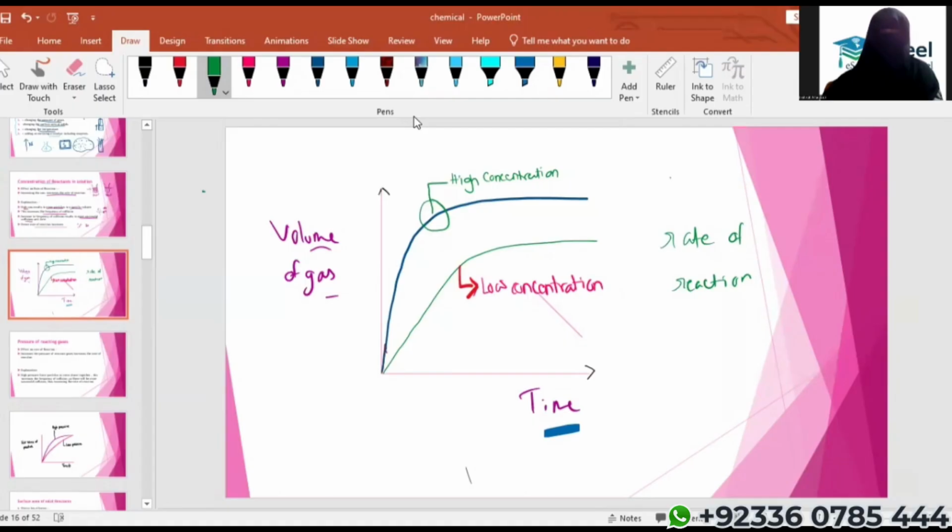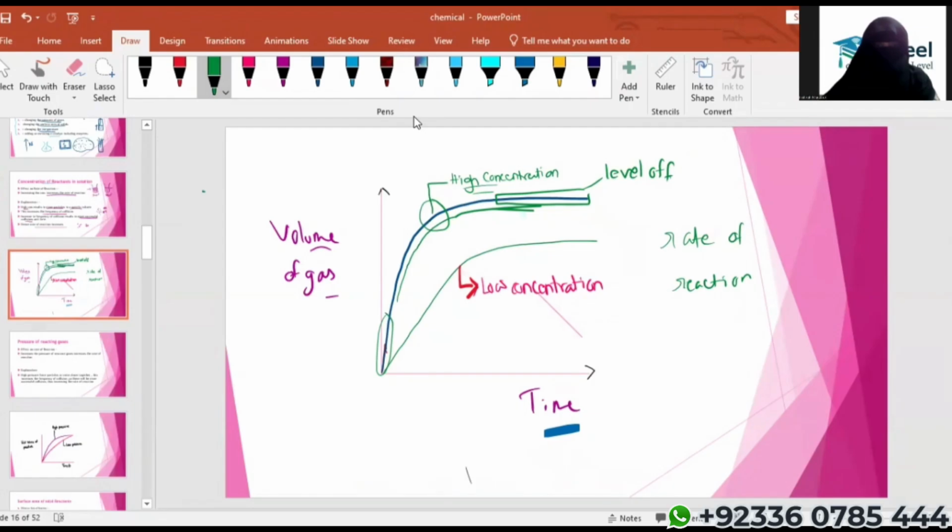Okay? So the gradient is the steepest for this higher concentration, and as you can see, initially it is very steep, and as the reaction continues, the steepness decreases until it levels off. This straight part is known as leveling off. Okay? So, why is this happening? This happens because all of the reactants in the reaction are being used up, and so the reaction is complete.